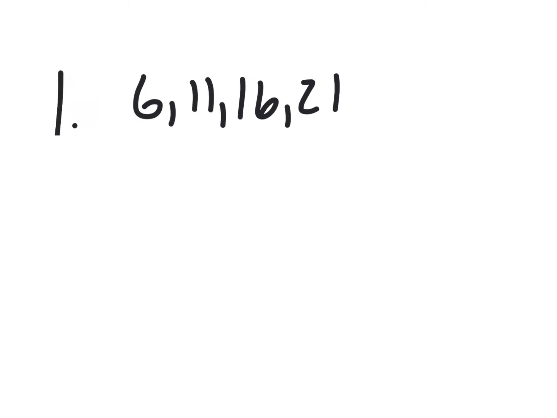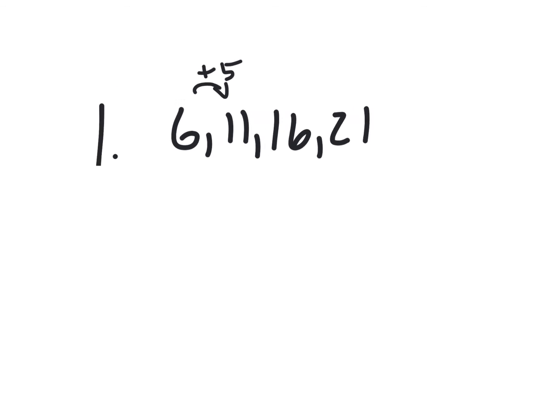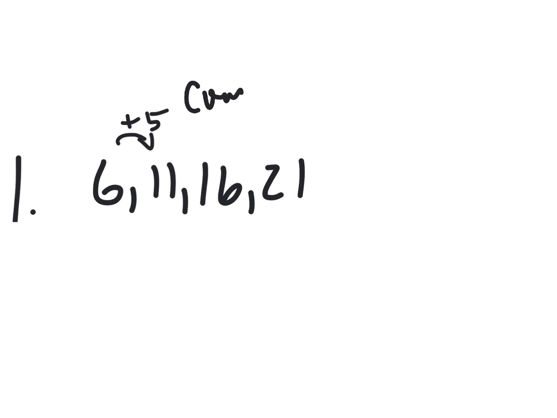Kennedy, can you read me the first problem? Numero uno. It's 6, 11, 16, 21. Did you catch what they were doing each time? It's adding 5. And is that a common ratio or a common difference? Common difference. Yep. And what do they actually ask you about this problem? Is it arithmetic or geometric?